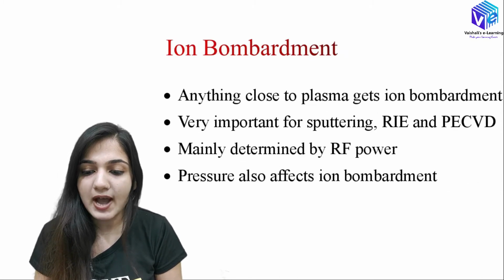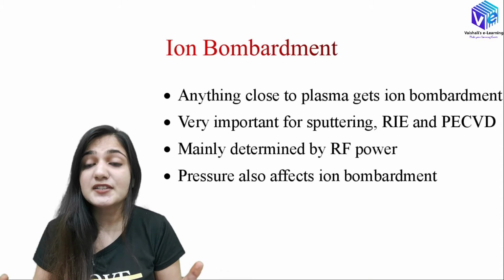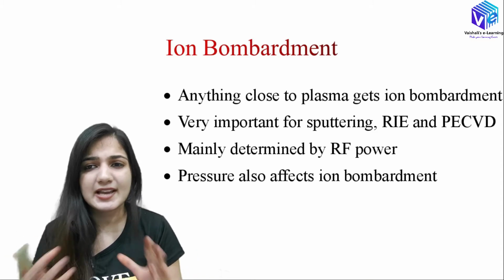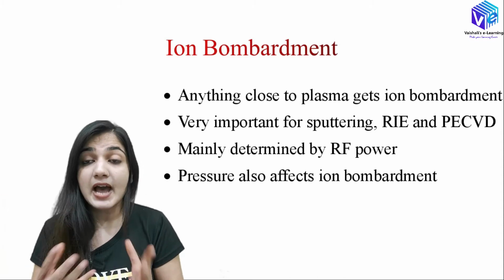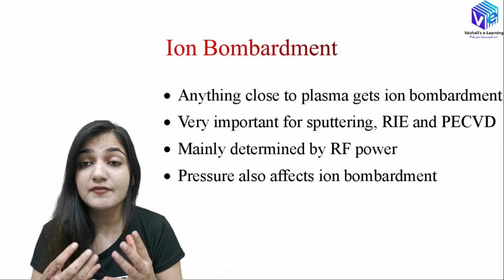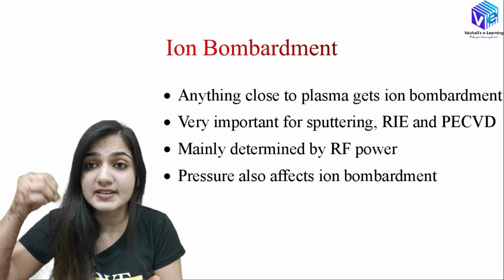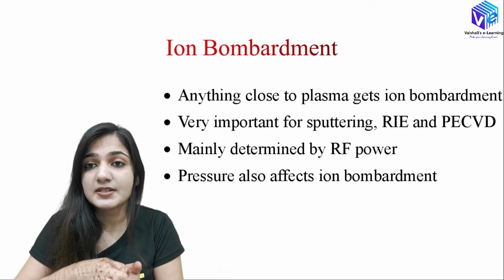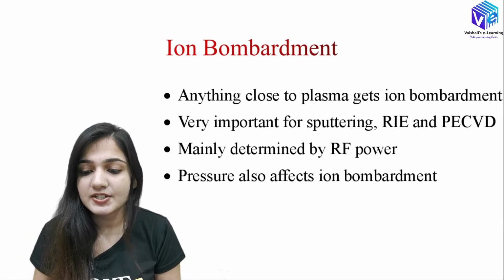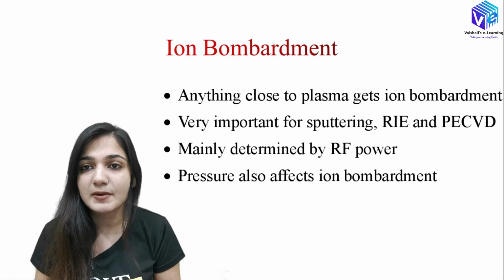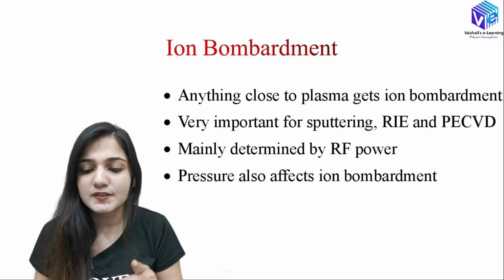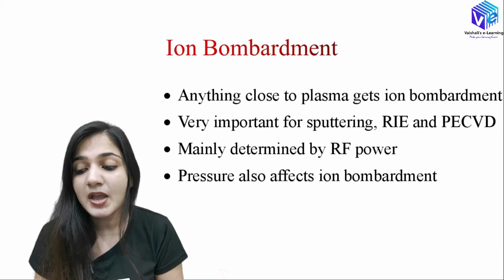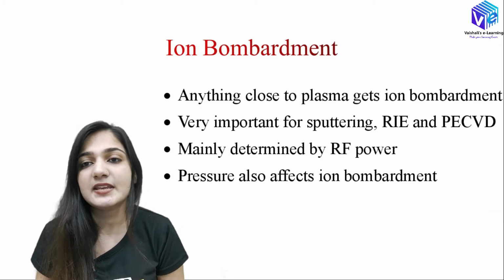Okay, so now coming to the ion bombardment. Anything which is close to plasma will get ion bombardment. There are ions and electrons. Electrons are very small in mass, so there will be no impact of electron collisions. But the ions present in the gas have very high mass, and if these ions present in the plasma hit a substrate, they transfer their energy. Anything close to the plasma will get hit by these ions, and this process is called ion bombardment. This process is very important for sputtering, RIE, and also the PECVD processes.